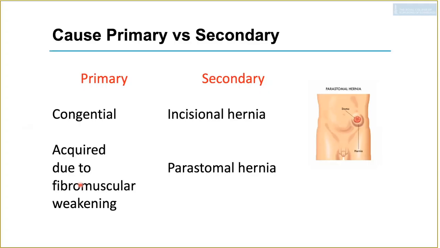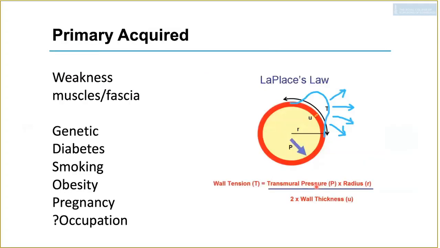When I talk about secondary hernia, we mean incisional hernia and peristomal hernia. Okay, so if there's been a wound in the anterior abdomen, that will always predispose to the development of a hernia. So for acquired hernia, we suggest that there's a weakness in the muscles and the fascia. Again, these are risk factors that would be associated with that. We've added in obesity and pregnancy now to our list.